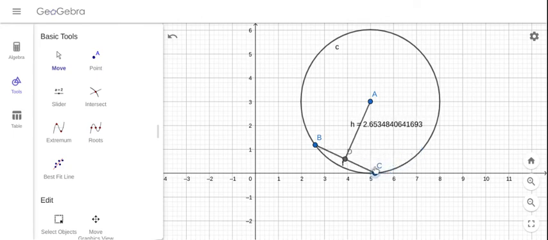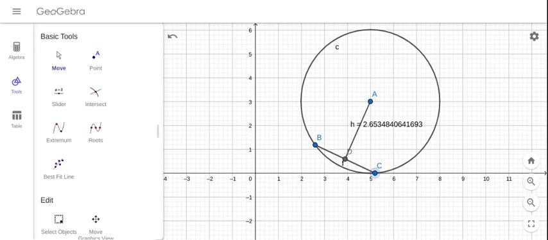So basically the distance between the center and the chord and the length of the chord are in reverse proportion. When the distance between the center and the chord increases, the length of the chord will decrease. And if the distance between the chord and the center is decreasing, then the length of the chord will increase. Let me try that again. So when the distance between the center and the chord increases, the length of the chord decreases. But when the distance between the center and the chord decreases, the length of the chord increases. And that is another property of the circle.